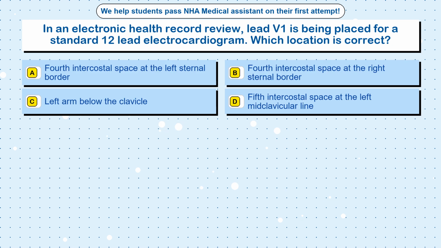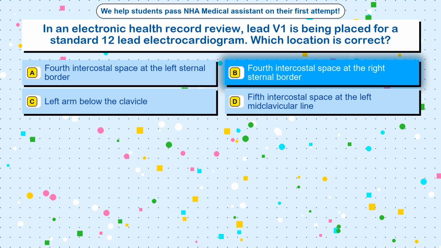Question 84. In an electronic health record review, lead V1 is being placed for a standard 12-lead electrocardiogram. Which location is correct? Option A, fourth intercostal space at the left sternal border. Option B, fourth intercostal space at the right sternal border. Option C, left arm below the clavicle. Option D, fifth intercostal space at the left midclavicular line. The correct answer is option B, fourth intercostal space at the right sternal border.